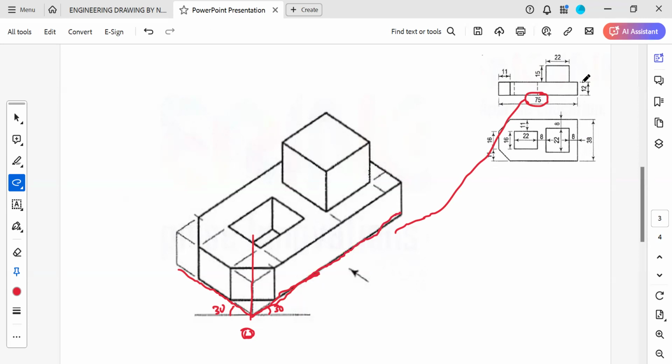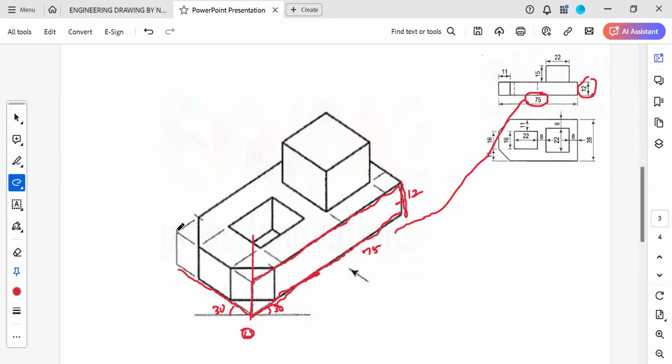And height is given as 12. You measure this height parallel to this axis. This is 12. This is 75. This is 12. So this one is parallel to the vertical axis. So here also you measure 12. So you complete this rectangle.